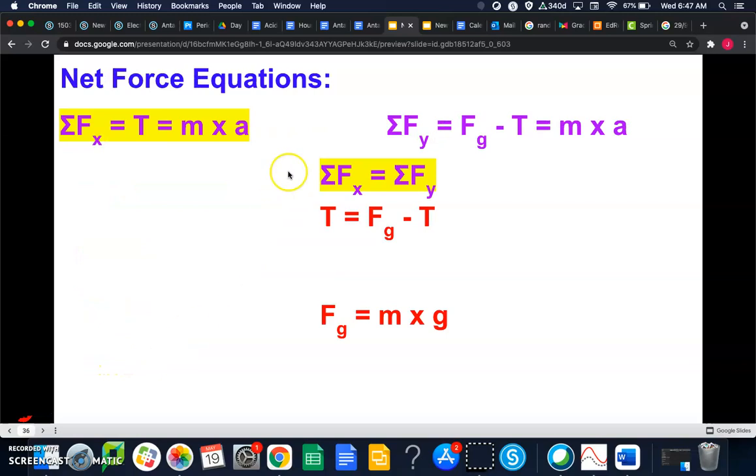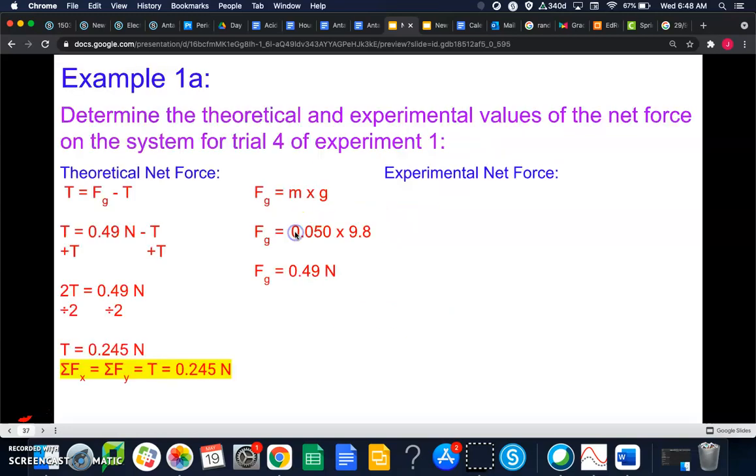Now recall that our tension is equal to our sum of forces in the x direction, and our sum of forces in the x direction is equal to our sum of forces in the y direction. So because we've solved for tension, we now know the net force in the system, because the tension is equal to the net force in the x and the net force in the y. So that's what we're going to say here. Our net force in the x direction is equal to our net force in the y direction. It's equal to our tension, which is 0.245 newtons.